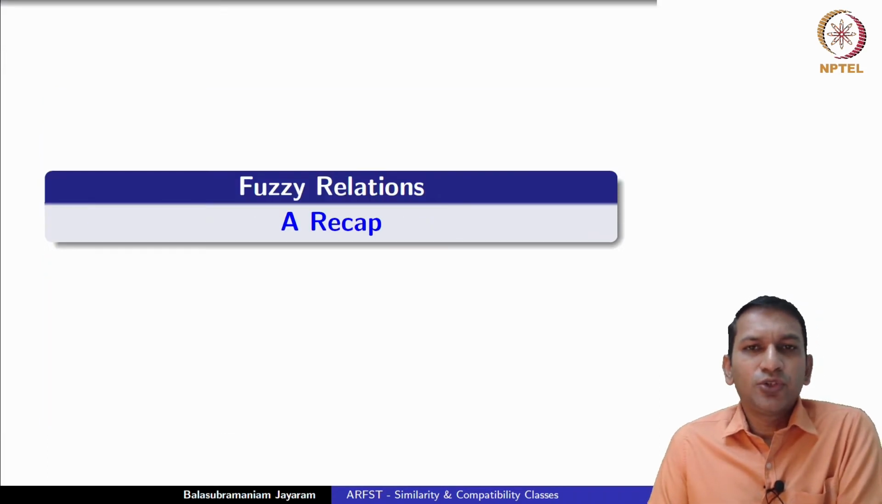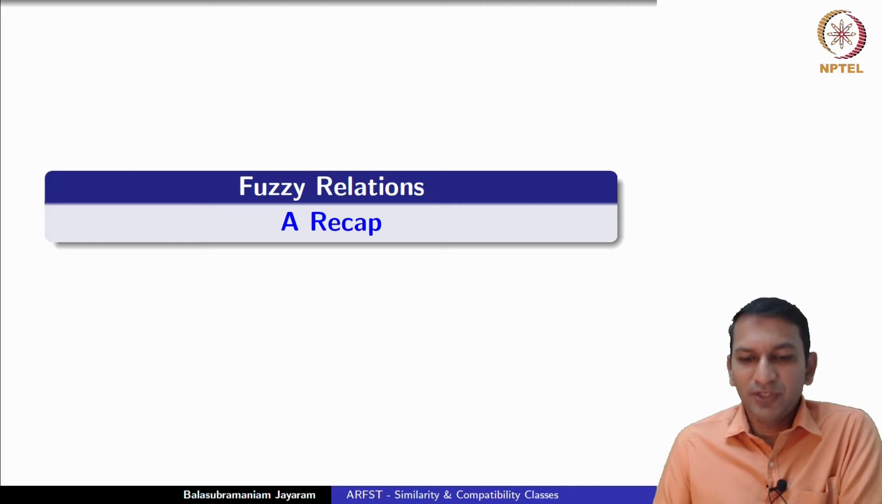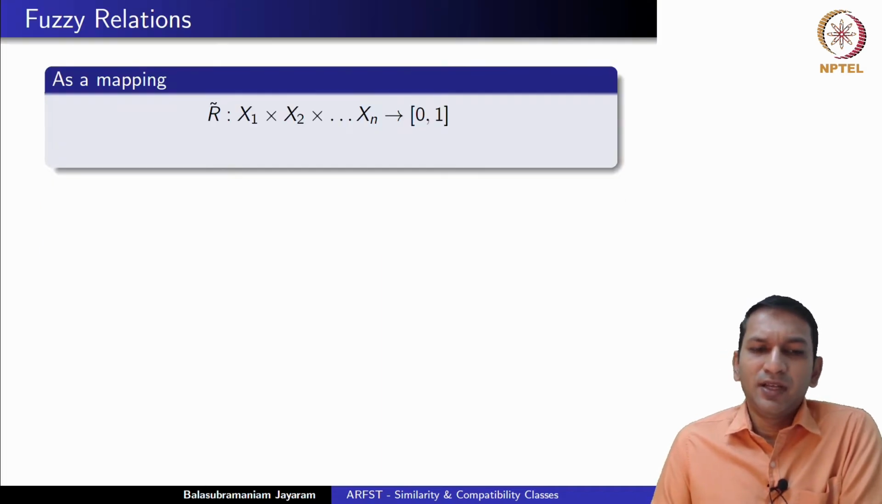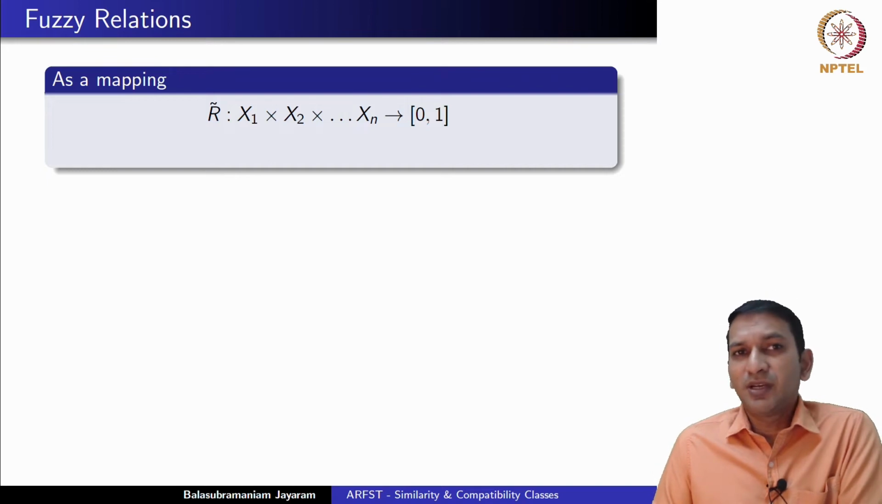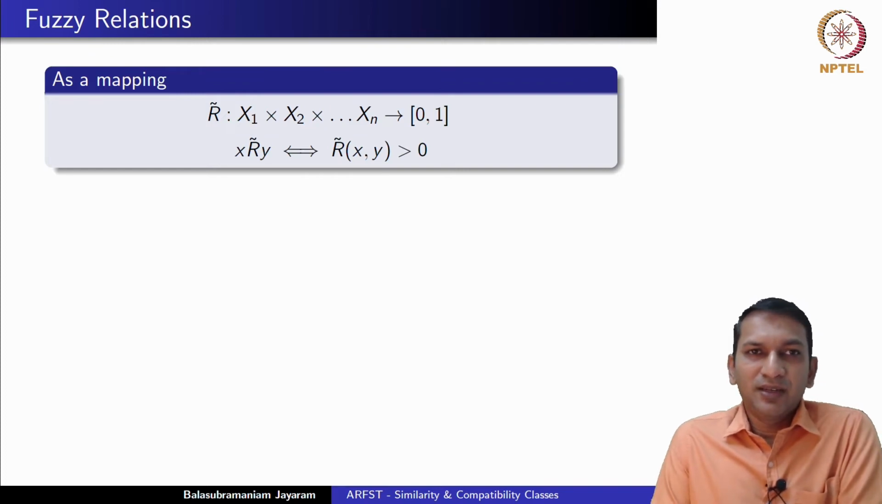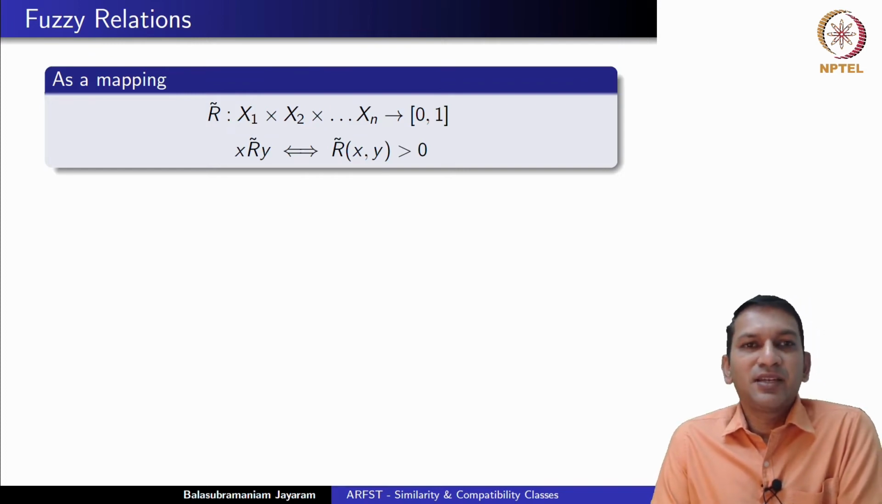Let's begin with a short recap of what we have seen so far under fuzzy relations. We know a fuzzy relation is a mapping from the Cartesian product of sets to the unit interval [0, 1]. In the case of a binary relation, we say x is related to y under the fuzzy relation if (x, y) belongs to the support of the relation, meaning R(x, y) should be greater than 0.